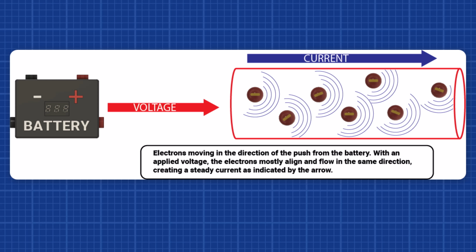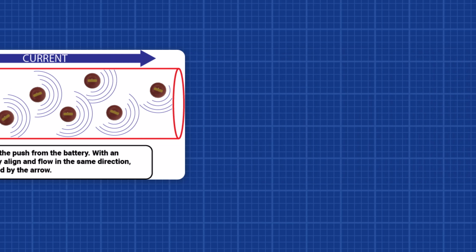However, in this demonstration we use conventional current, which assumes current flows from the positive terminal to the negative terminal. While this isn't how electrons physically move, conventional current remains the standard in circuit diagrams and explanations.